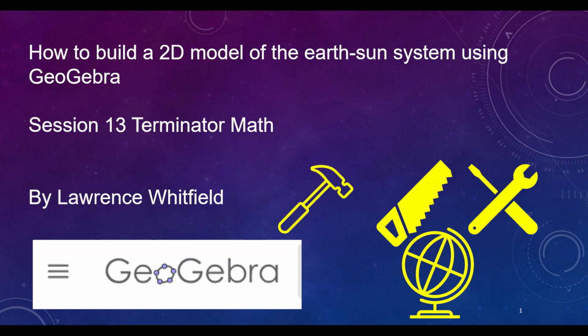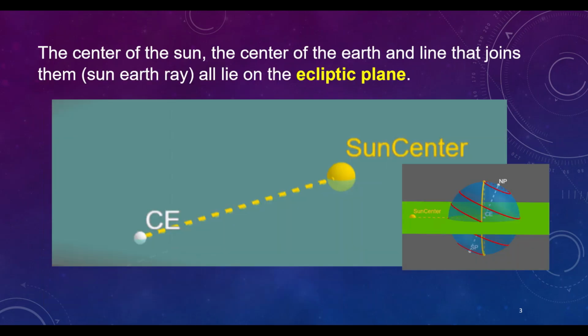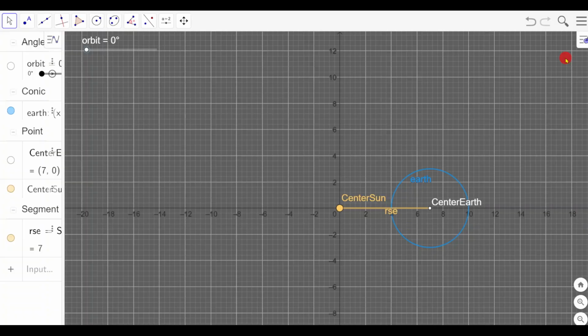This is session 13, Terminator Math. Here's what we have so far. We have the center of the sun, the center of the earth. We have the disk of the earth, which is also known as the ecliptic because we're looking onto the ecliptic plane. And we have the sun-earth ray joining the center of the sun and the center of the earth. The center of the sun, the center of the earth, and the line that joins them all lie on the ecliptic plane. Now it is time for a couple of questions.